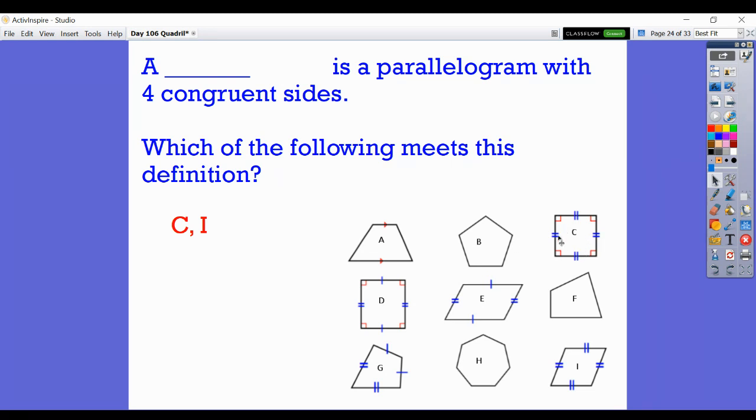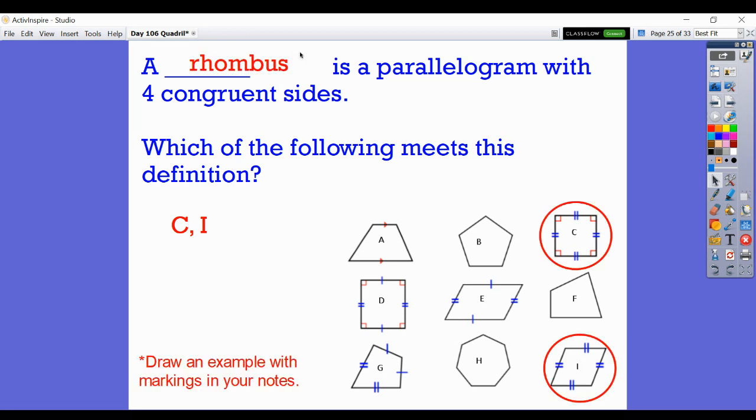C, four equal sides, and I, four equal sides. Interesting. C and I look a little different, but they both meet the criteria. And they are both rhombuses. Draw an example with markings in your notes. All right, we'll go on to the next one.